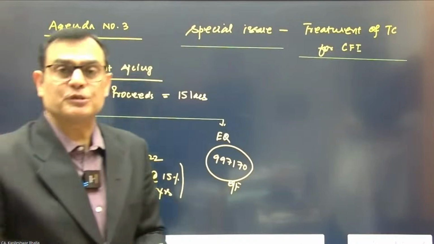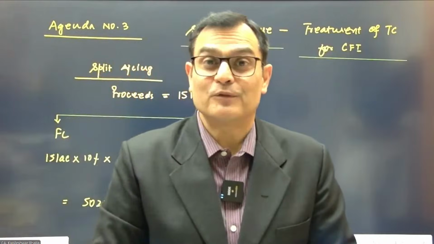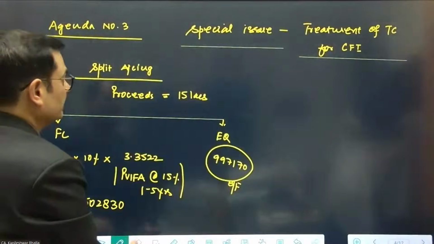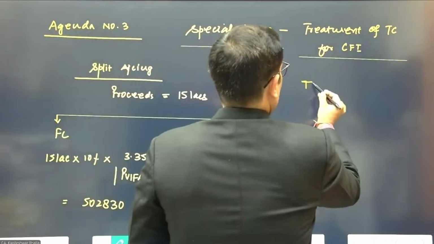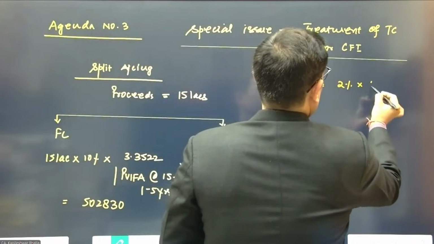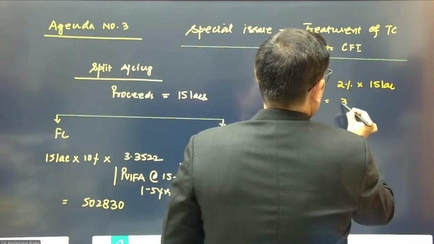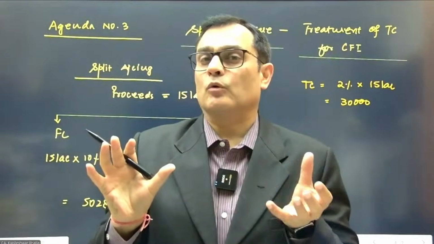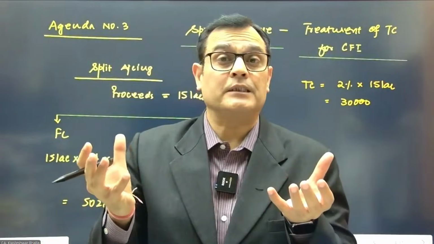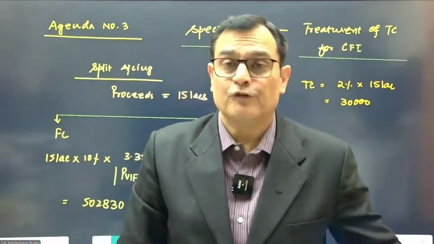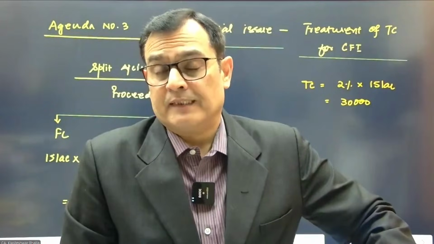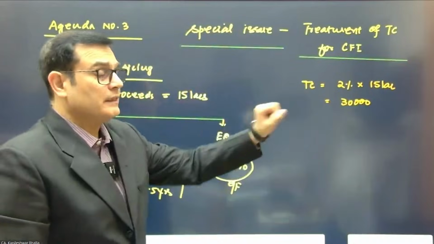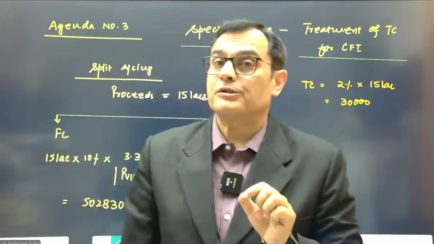Now with these inputs in hand, we come to the concept of TC. I also gave you in the previous session that the transaction cost is given to me. It's 2% of the proceeds, already given in the question. That's 30,000. Now this 30,000 is the TC to organize the liability as well as the equity, and the treatment of the TC for both elements is different. Since the treatment is different, there is a need to segregate this TC: how much relates to equity and how much relates to FL.